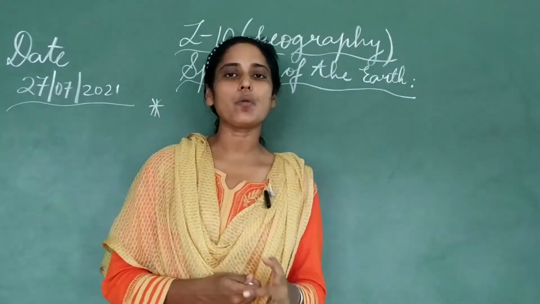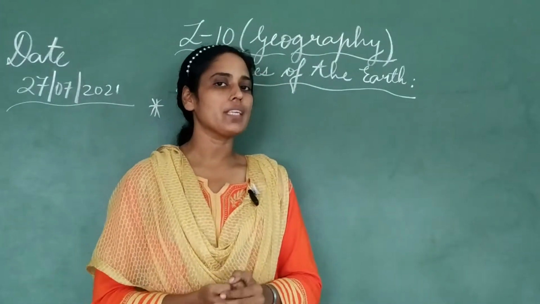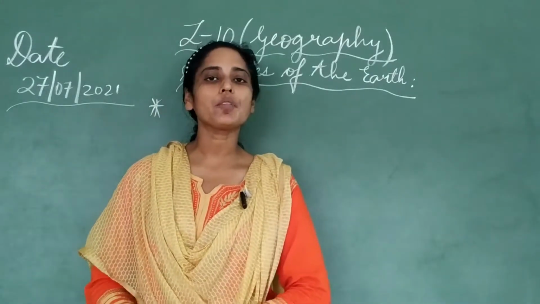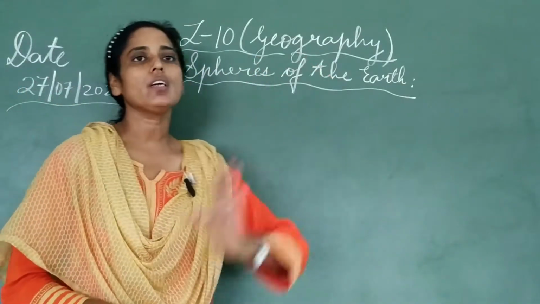So students, we have completed a civics chapter, that is lesson number 15, government, and a history chapter, that is lesson number 2, journey of primitive man towards real life. Now we will come to the next chapter of geography, that is lesson number 10, spheres of the earth.